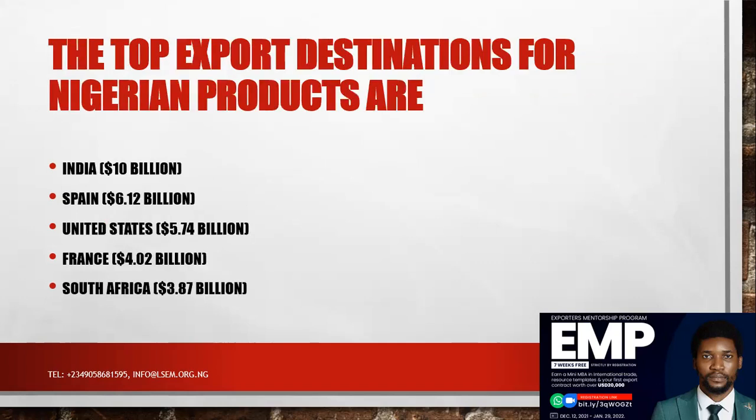So the top destinations for Nigerian products are India, Spain, United States, France, South Africa. Well, for different commodities, we have different top destinations. For India, for instance, they buy a lot of our cashew nuts, a lot of our cashew nuts, India, Vietnam, Bangladesh. When it comes to wood, logs and all that, Vietnam buys a lot of wood. India also buys, but Vietnam is a top destination for that.